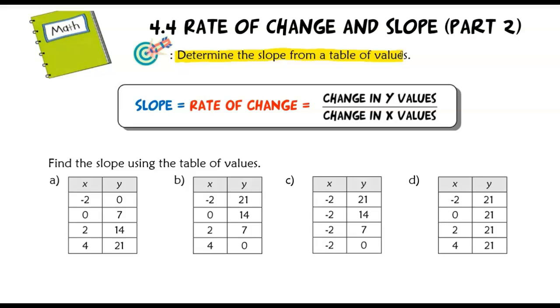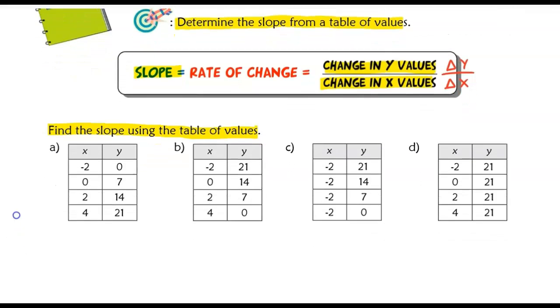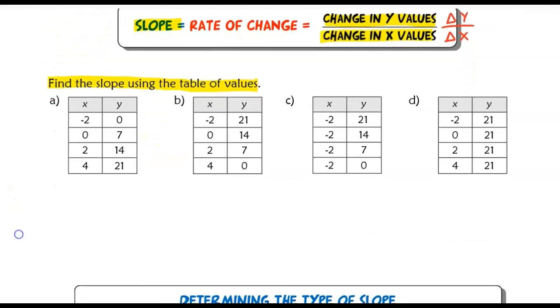A rate of change is the same thing as slope. So when you see the word slope, don't get confused. It just means another way of saying rate of change. So remember, rate of change is the change in the y values over the change in the x values. And we use that triangle, remember, change in y over change in x. So when it asks you in this first example to find the slope using the table of values, really it's just asking you to find the rate of change, which we did yesterday in class.